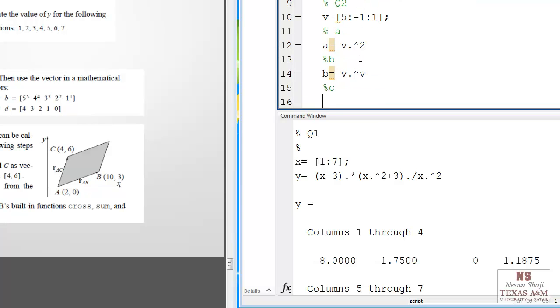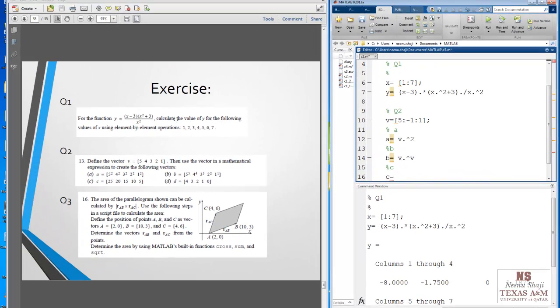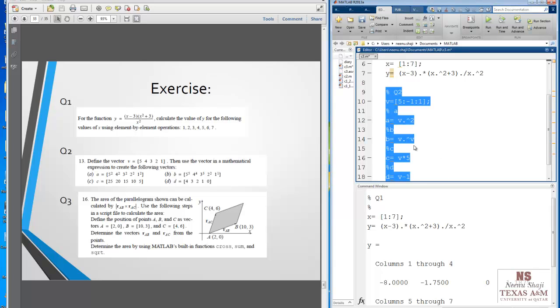C. So C equals 25, 20, 15, 10, 5. So you multiply with 5. So v times 5. And part D. D equals 4, 3, 2, 1, 0. So every element is less than the element in v by 1. So it will be v minus 1. Let's run this.